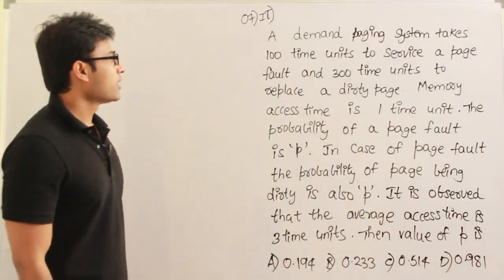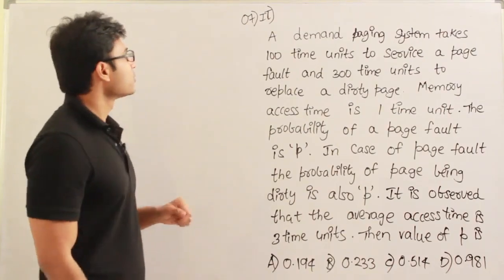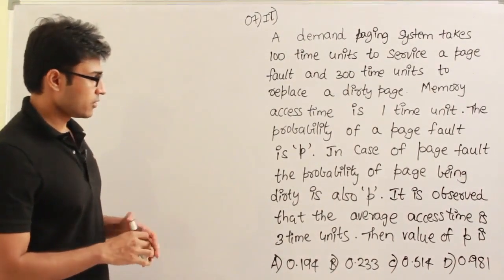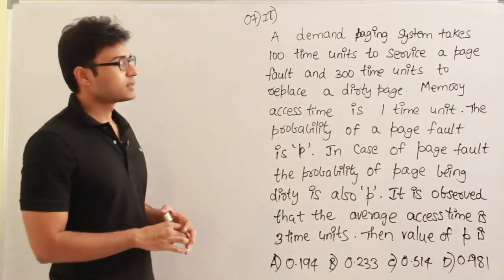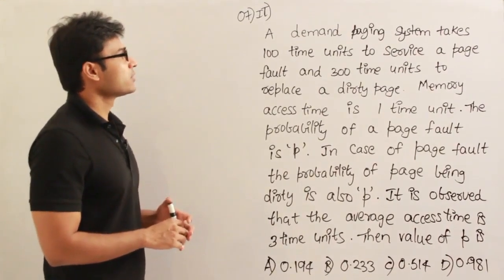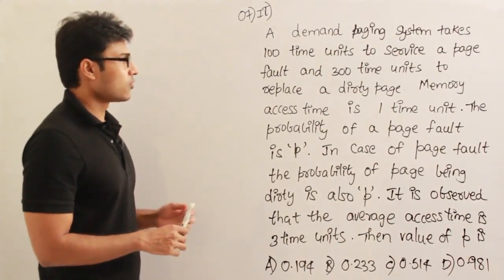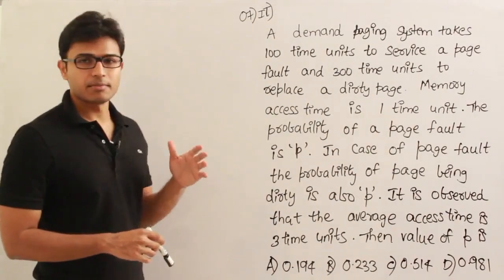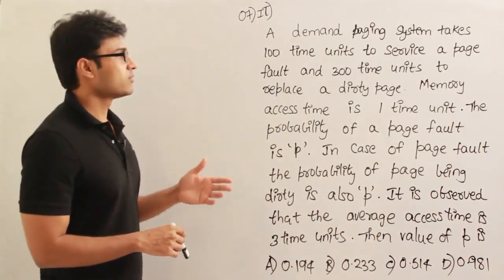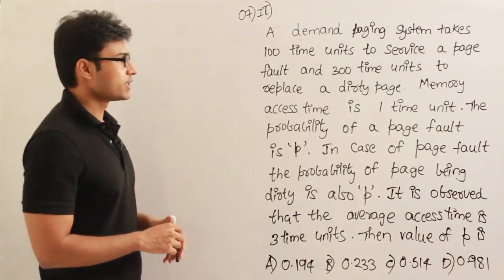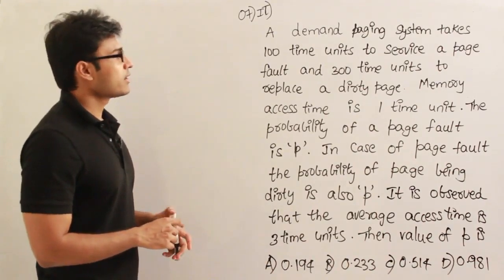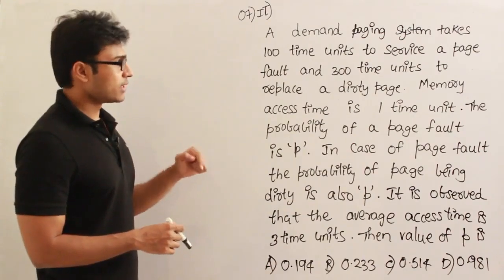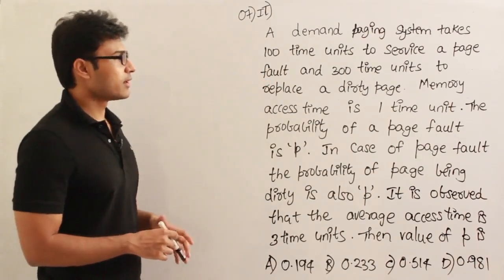What's this? Demand paging. This question was asked in GATE 2007 in the IT question paper, and the question is this, I'll read out and explain for you. A demand paging system takes 100 time units to service a page fault, which means the page fault service time is 100 time units, and 300 time units to replace a dirty page. So in case the page is dirty, they are saying that it will take 300 units.